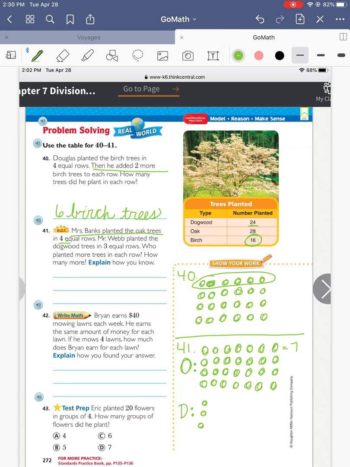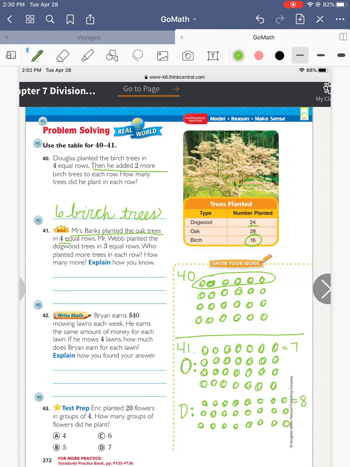And he planted 24. So 1, 2, 3, 4, 5, 6, 7, 8, 9, 10, 11, 12, 13, 14, 15, 16, 17, 18, 19, 20, 21, 22, 23, 24. And count how many's in one of his rows. 1, 2, 3, 4, 5, 6, 7, 8. So there's 8 trees in a row.